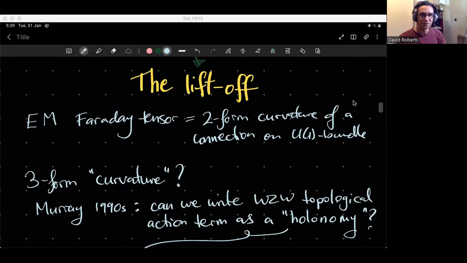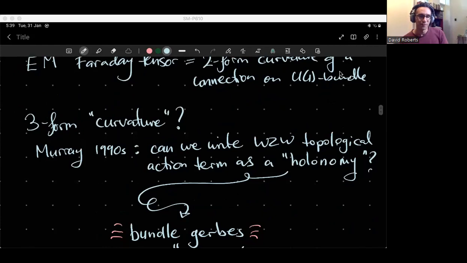So this section here is a bit of a reminder. We know that the modern formulation of electromagnetism is all about the Faraday tensor, which from a geometric point of view is a curvature two-form. But you might ask, is there such a thing as a three-form curvature? People talk about higher gauge symmetries and two-form symmetries and all these types of things. So the lowest interesting case is asking what geometric object has a three-form curvature.